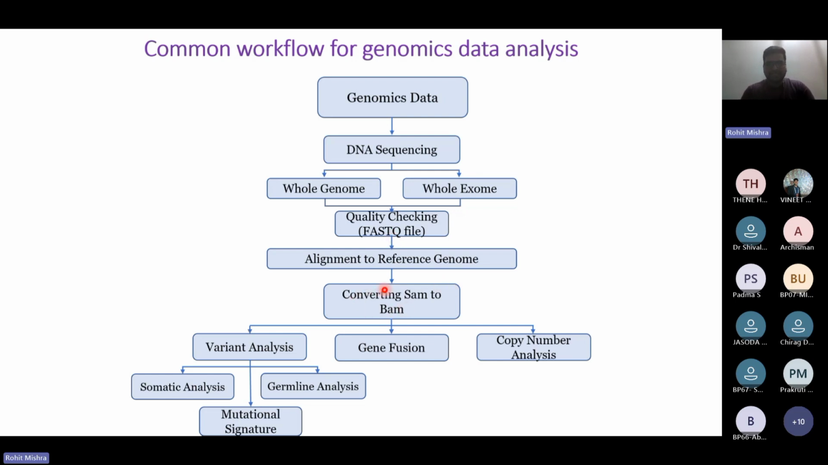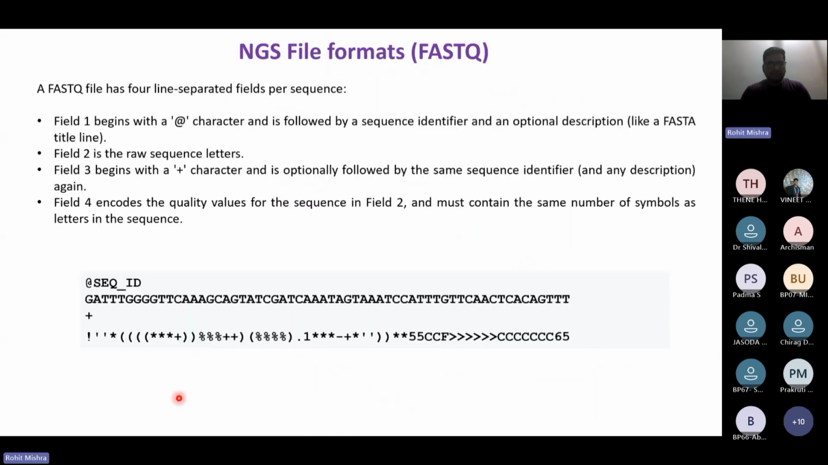And we get different file formats, and from those files we perform variant analysis. From this variant analysis, there are multiple things we can analyze: somatic variant analysis, germline variant analysis, and mutational signature. My major topic here will be somatic variant analysis, where we will be talking about somatic settings. Now I will go further with the file types: we have the FASTQ file, and we have the VCF file. Intermediate is SAM and BAM, which I'm not going to talk about in today's session.